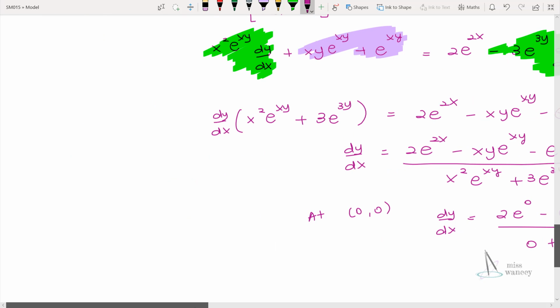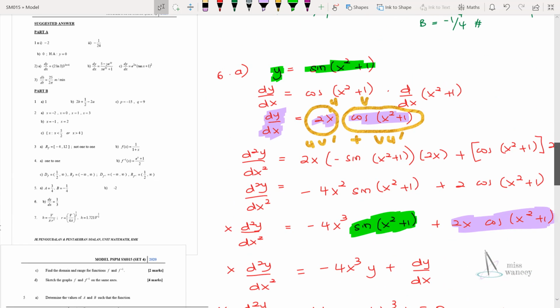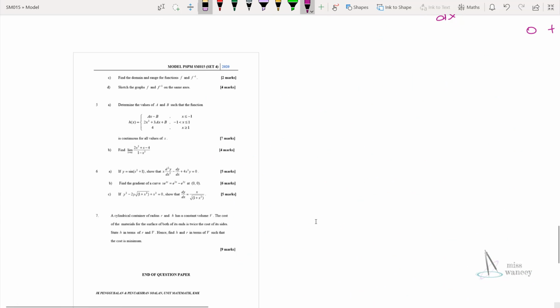Okay, so done with number 6b, I guess. So let us proceed to number 6c. Okay, so number 6b done. So let us proceed with number 6c.